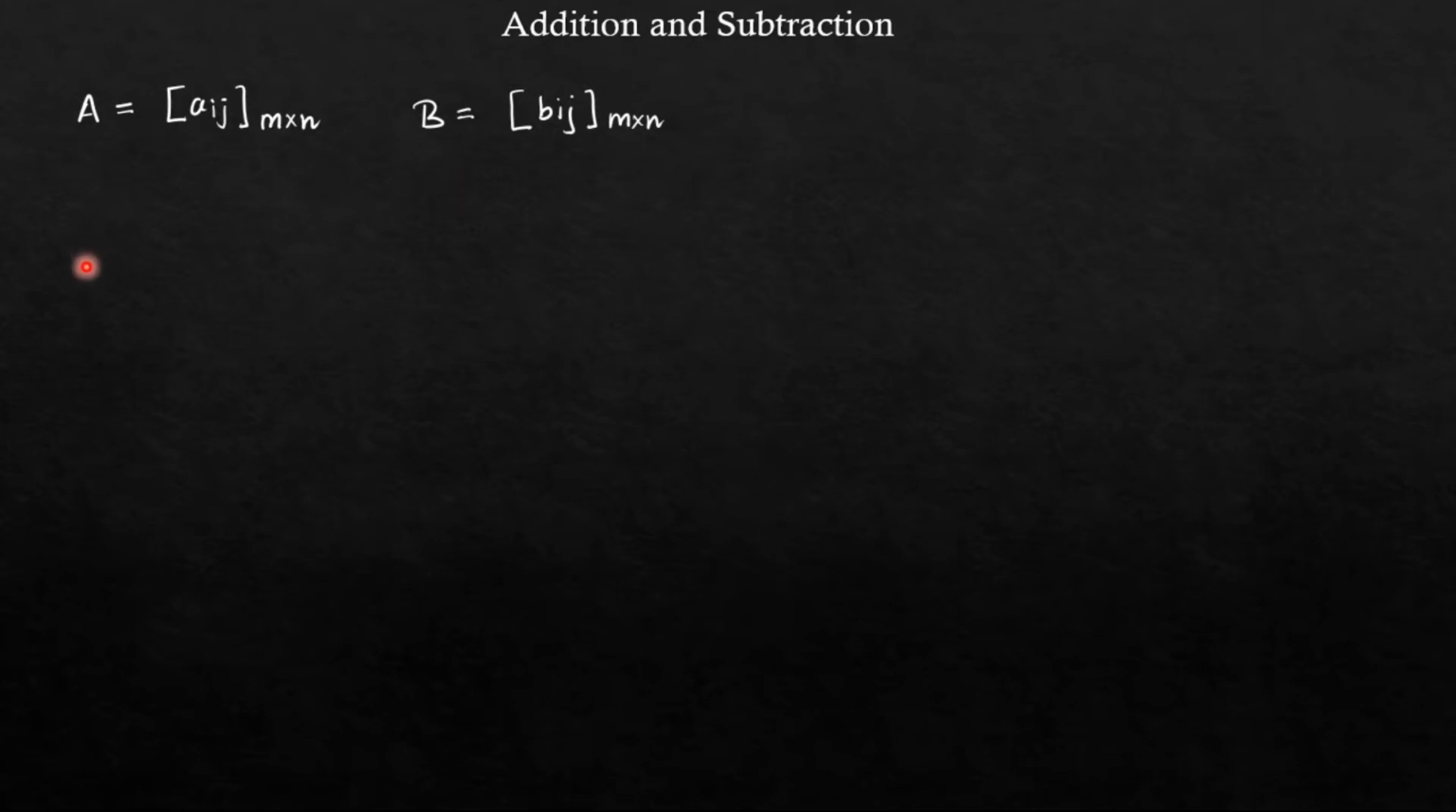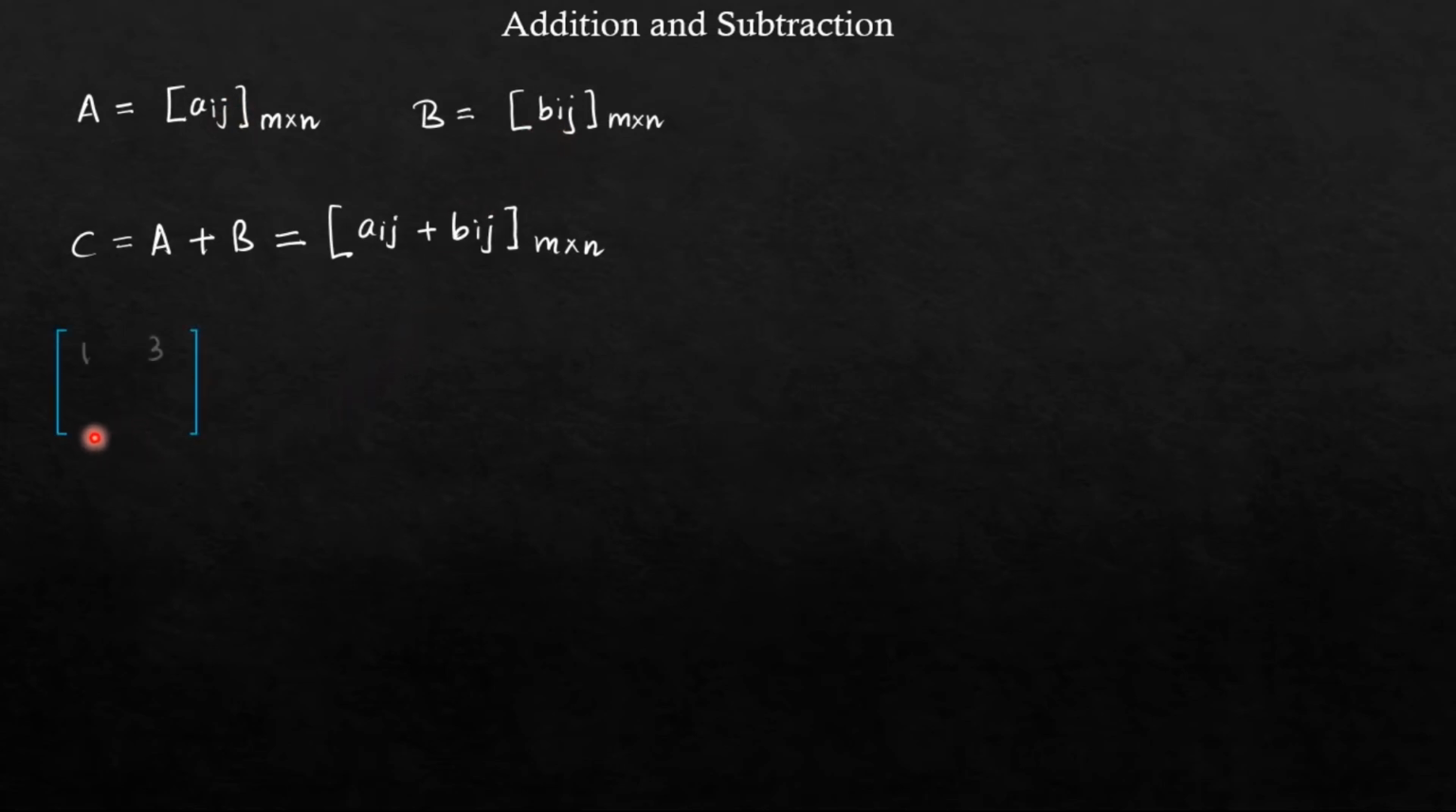Now let us say matrix C is taken as A plus B. Then it will be actually Aij plus Bij. And the order will be same, that is m cross n. For performing addition, simply what you will do, you will add the corresponding elements. Let us take an example. Let us suppose matrix A is 1, 3, 5, 7 and its order is 2 cross 2. And let us say matrix B is 2, 3, 1, 2 and the order is 2 cross 2.